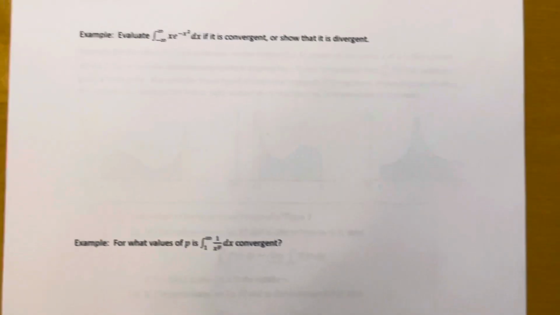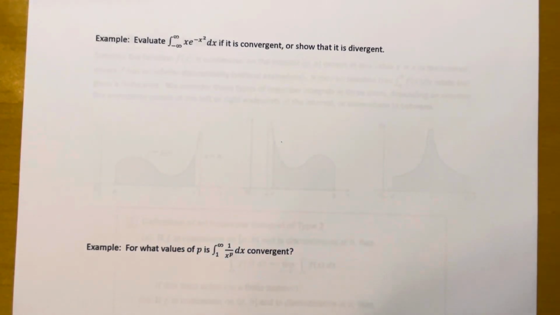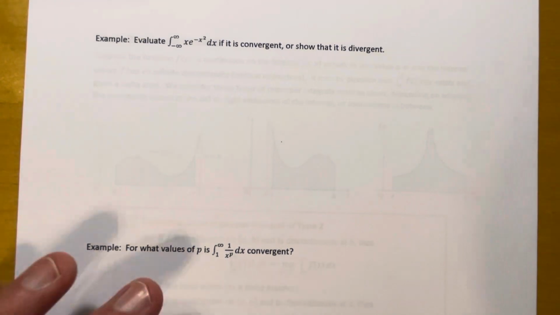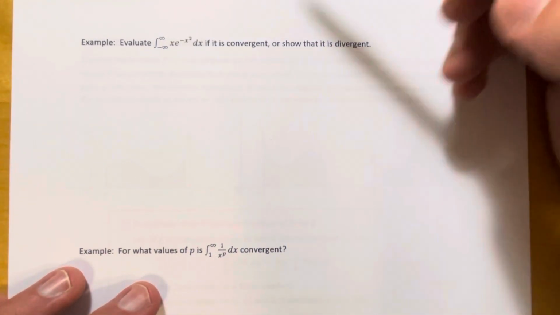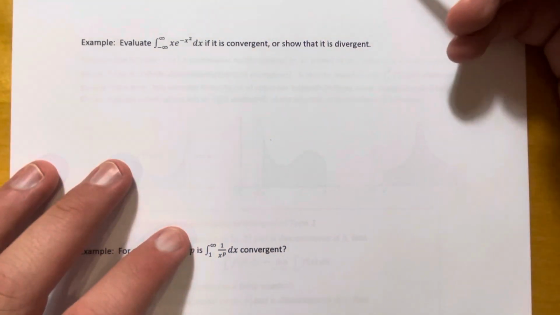Let's take a look at another problem. This time we're going to deal with an integral of the type negative infinity to infinity. So we're integrating this over the entire real line.